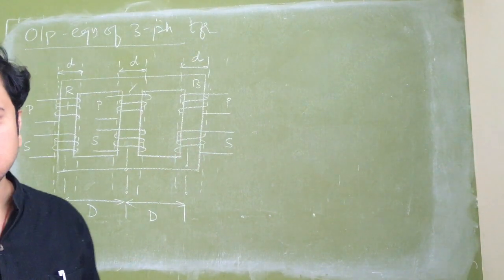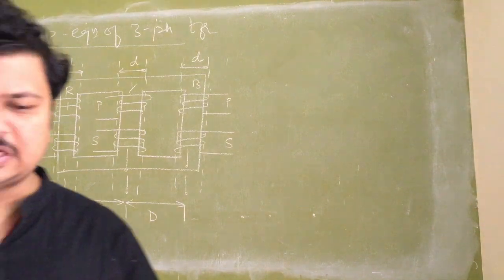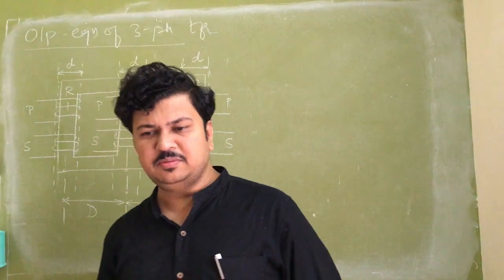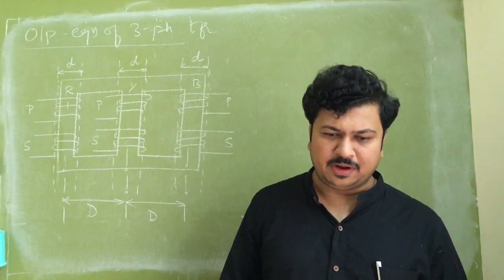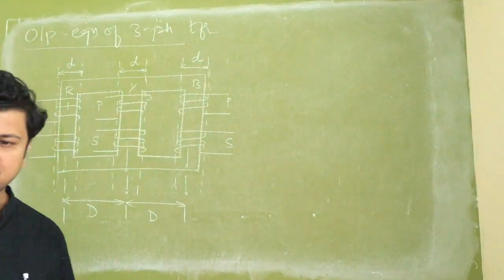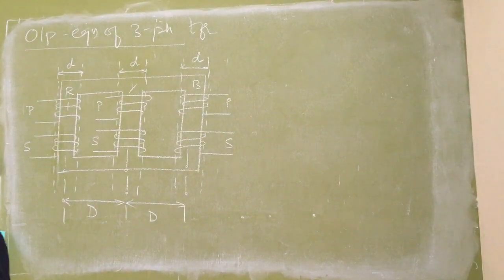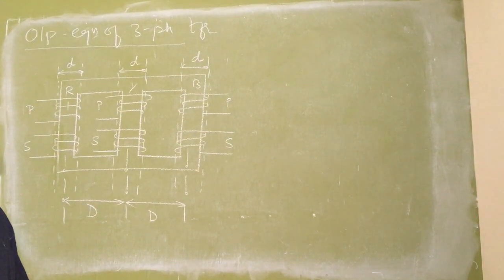So 6 terminals of 3 phases are available for me to connect with the entire 3 phase winding in star or delta. Primary may be star, secondary may be delta, primary may be star, secondary may be star, primary may be delta, secondary may be delta, primary may be delta, secondary may be star. Okay. So with these combinations I can connect the 3 phase transformer depending upon my application.